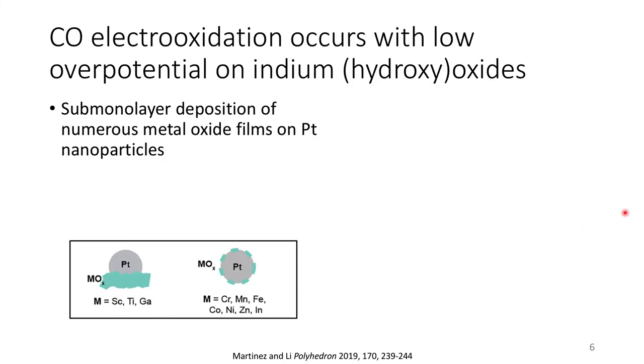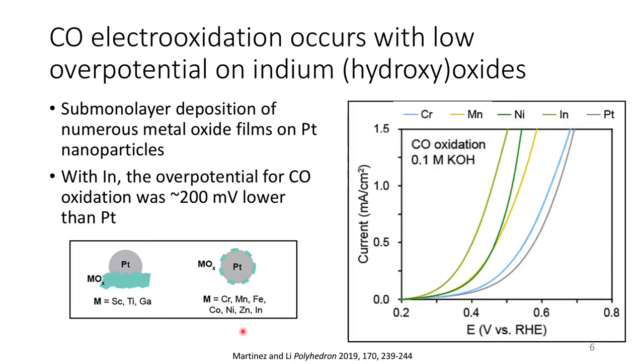So in a recent study by our group, we performed experiments on an expanded set of metals, including not only 3D transition metals, but also post-transition metals such as indium and gallium. In most cases, submonolayer metal oxide films were deposited on platinum nanoparticles, and the catalysts were evaluated for their CO electrooxidation activities. As expected, nickel, shown by this green curve here, outperformed platinum, as shown by the gray curve, displaying a lower overpotential for CO oxidation. But surprisingly, the highest performing catalysts actually involved indium, which achieved an overpotential 200 millivolts lower than that of platinum.